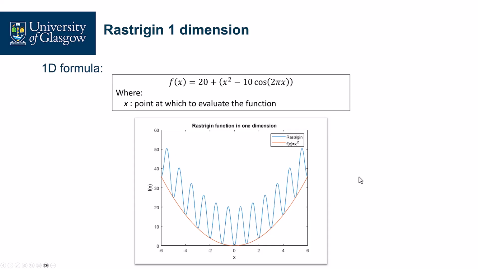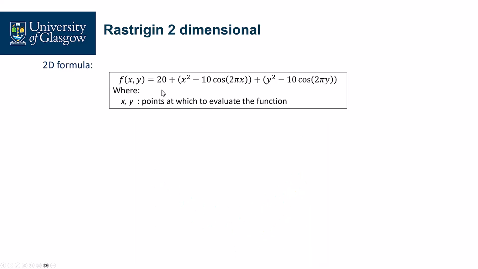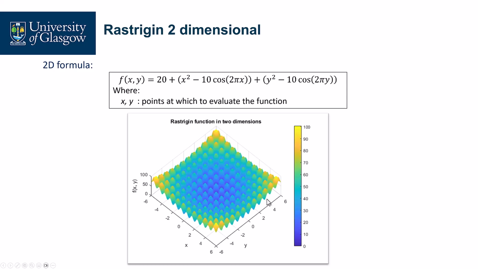We can also go to the 2D formula. The 2D formula is like this. I don't read it again, and I plot it. The plot is here, and we can see a very rugged landscape, right? This function is used for optimization, so later you will learn it in the next course of this specialization.